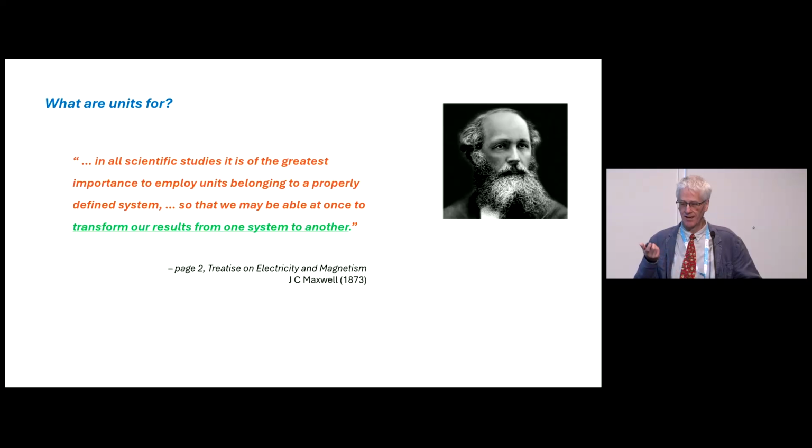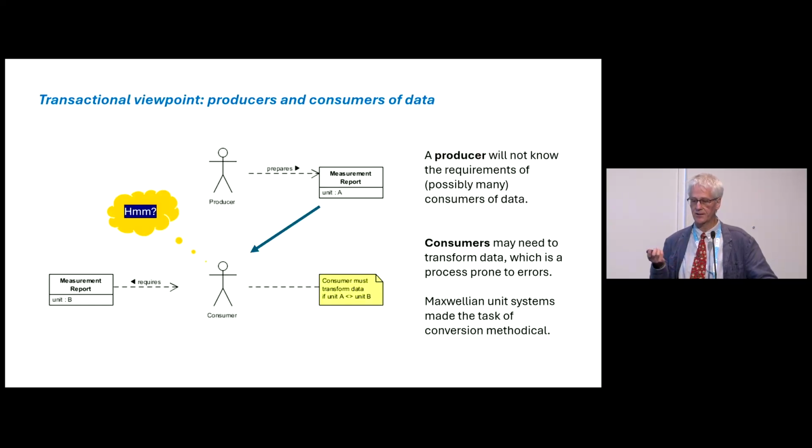So first and most importantly, perhaps, what are units for? Our unit system, the SI, was an idea from James Clerk Maxwell in the middle of the 19th century. And this is what he said they were for: to transform our results from one system to another. So he was already thinking about interoperability. He was thinking about how, if I'm given some data in one set of units, can I get it to another set of units? And to me, that is the essential problem that we have.